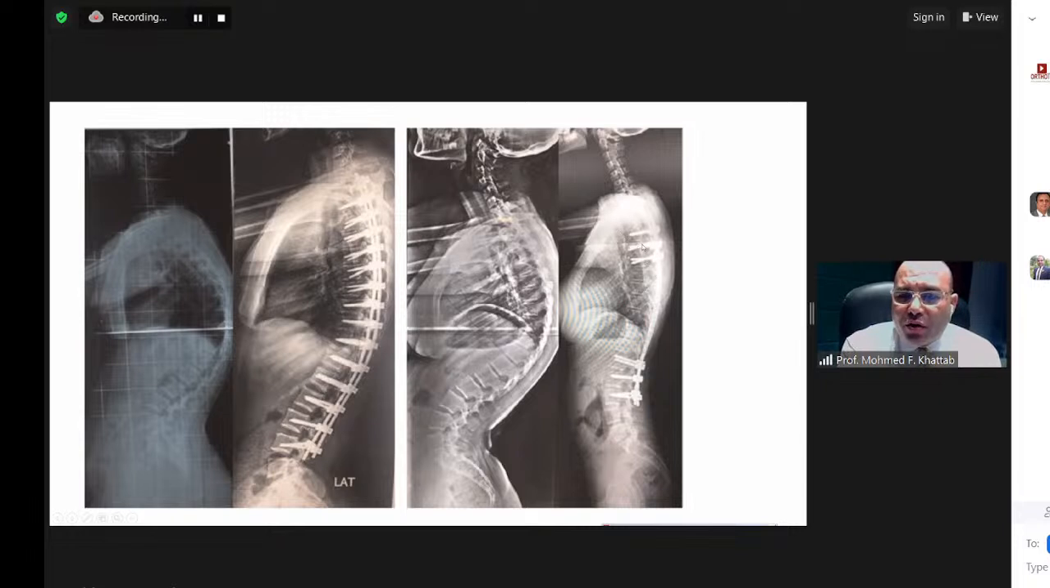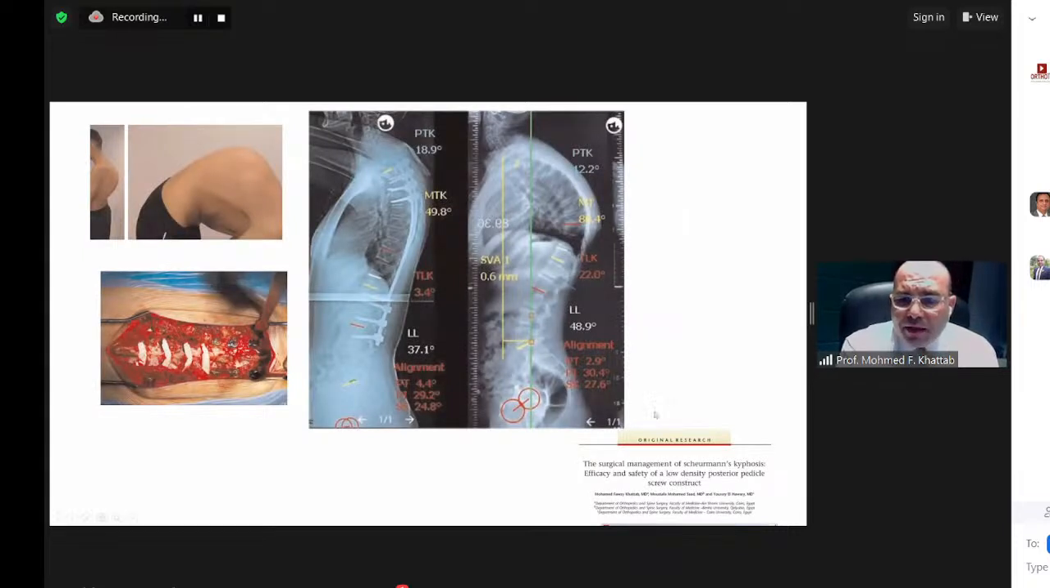We use the upper construct, usually reaching T2 or T3, and the lower instrumented vertebra, usually the sagittally stable vertebra. And we use only 6 screws up, 6 screws down, and we rely on correcting the deformity by multiple Ponte osteotomies. And we published this paper in Current Orthopaedic Practice, and it covers the surgical management of Scheuermann kyphosis, efficacy and safety of low density constructs. And it may be very beneficial in countries with limited resources.